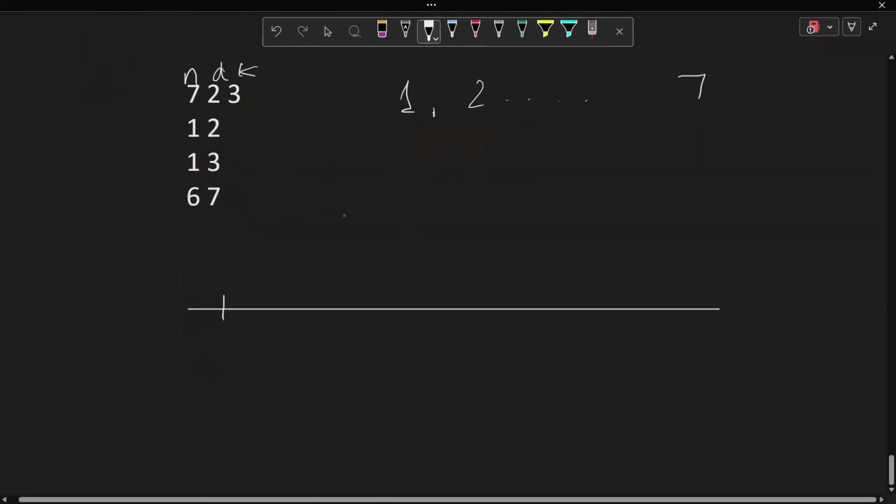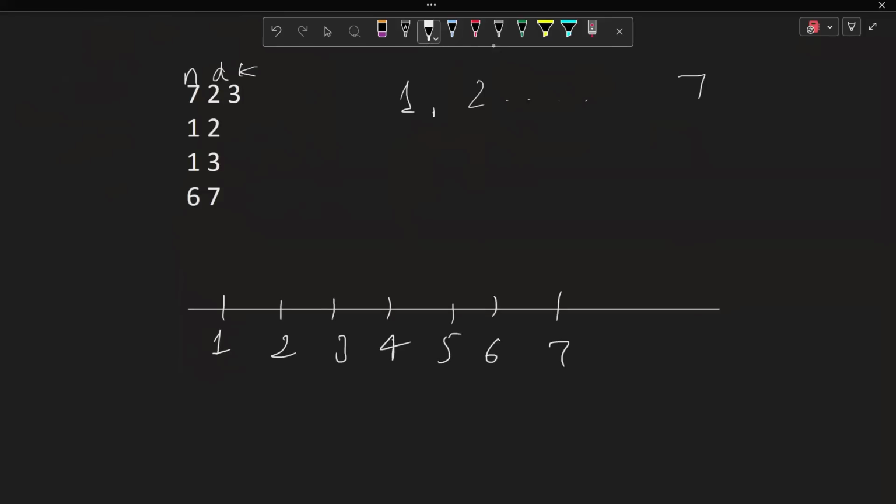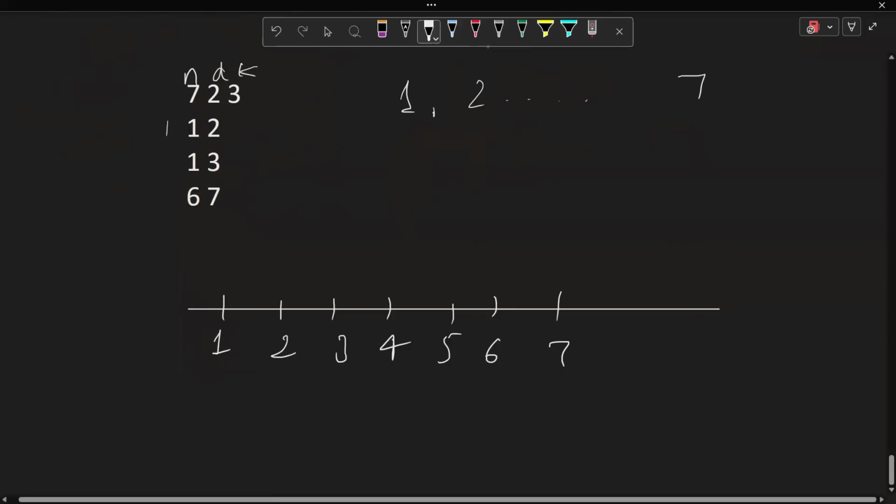Okay, so this is day number 1, this is 2, this is 3, 4, 5, 6, and 7. What we are given is he has 3 jobs. The range of these jobs: one job is from 1 to 2, another job is from 1 to 3, another job is from 6 to 7. So these are the 3 jobs.